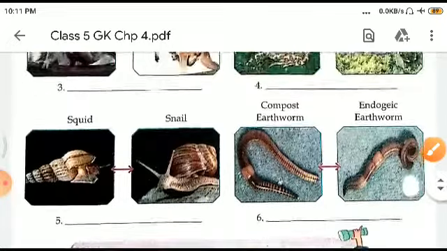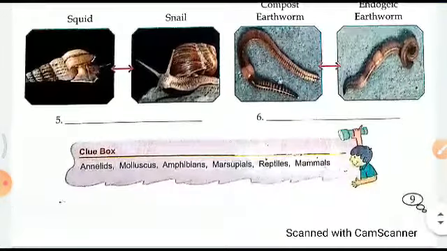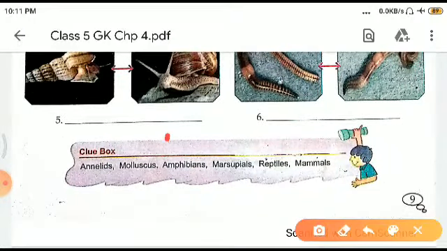Right? Now the fourth group is of toad and spotted salamander. Now these two creatures can live on land as well as on water. They have adaptations for land as well as water, so they come under amphibians. Amphibians is there in the choice, so amphibians is number 4.